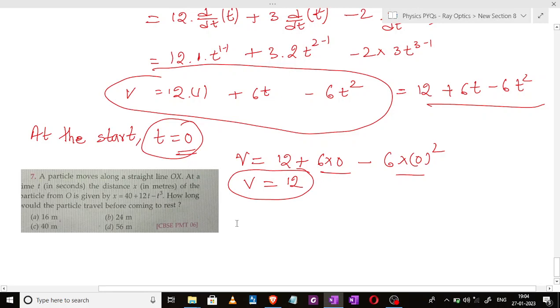A particle moves along a straight line OX at a time t in seconds. The distance x in meters of the particle is given by 40 + 12t − t³. How long would the particle travel before coming to rest? How far does it travel before coming to rest? So this is the question, right?